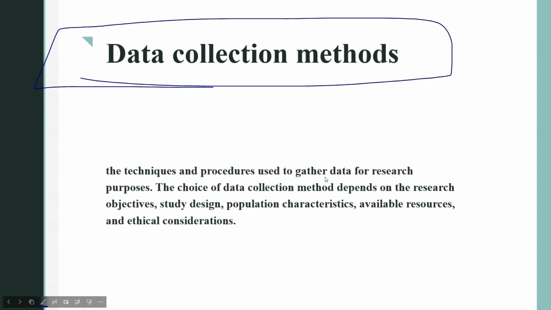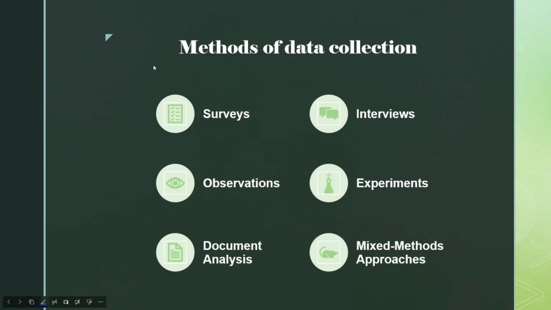And the choice of the data collection method will depend on the research objective, the study design, the population characteristics, the available resources, and ethical considerations. The common methods for data collection are surveys. So we can conduct a survey. Surveys involve administering questionnaires or interviews to collect data from individuals or groups. And a survey can be conducted in person, by a phone call, through mail, or through an online source.